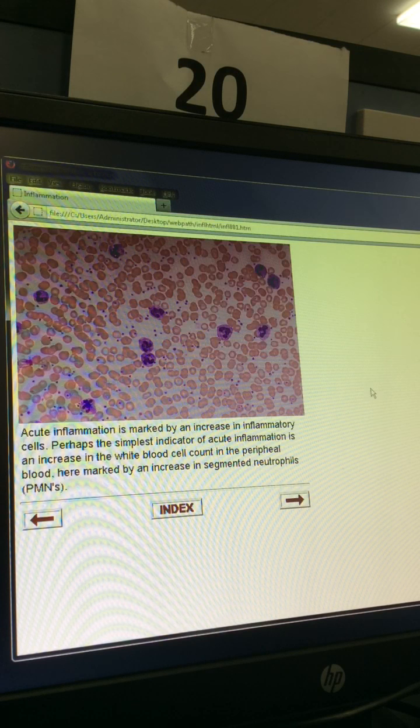Acute inflammation marked by what? Increase of the inflammatory cells, especially the white blood cells, and more specific for the neutrophils, which is the segmented neutrophils. Why segmented? Because the nucleus is segmented into multiple lobes.